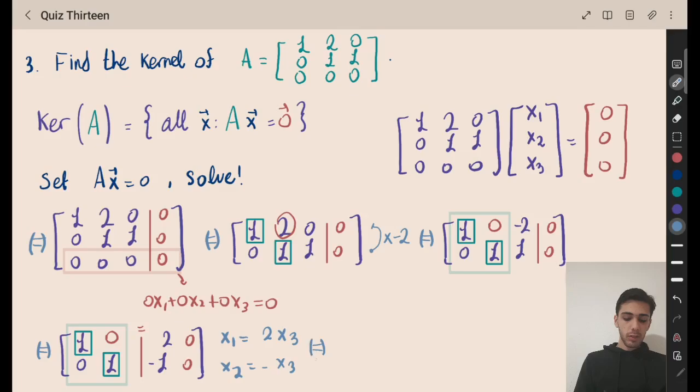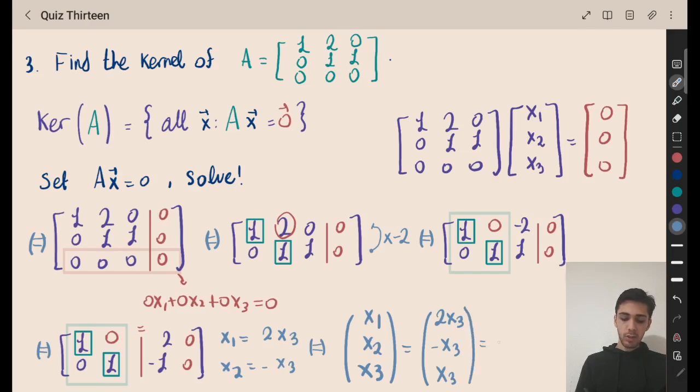Then if I were to write the solution x1, x2, x3, well, x3 is just equal to x3, x2 is equal to minus x3, and x1 is equal to 2x3. Mind you, I will take this x3 as a common factor, and then my solution will become (2, -1, 1).